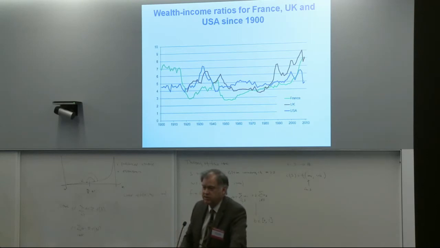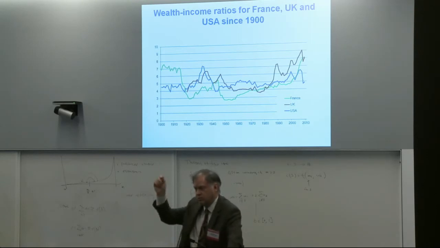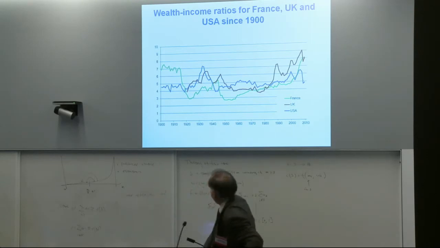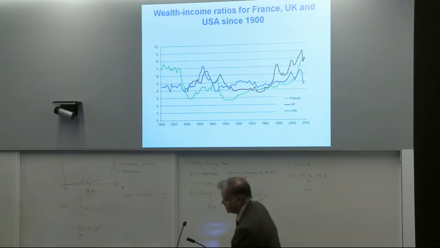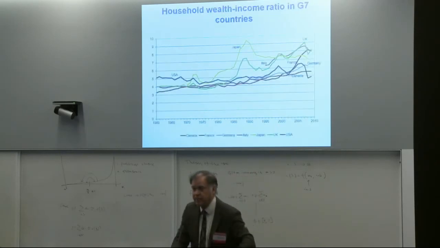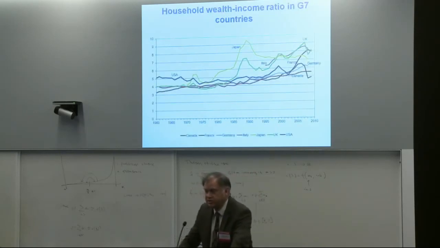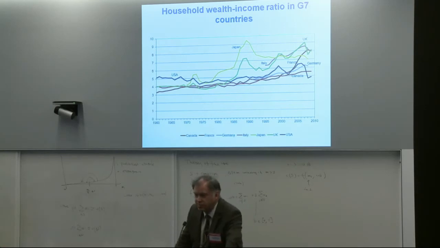Notice that France and the UK showed a substantial trend increase. And despite the fact they've gone down since the crisis, there's still an upward trend there since about the mid-1980s. And a lot of countries have that. Here are all the G7 countries. You can see the general trend is up. Canadian exceptionalism is in there.